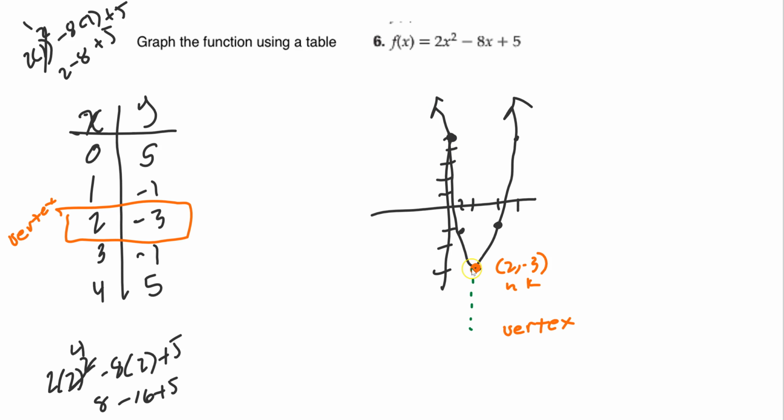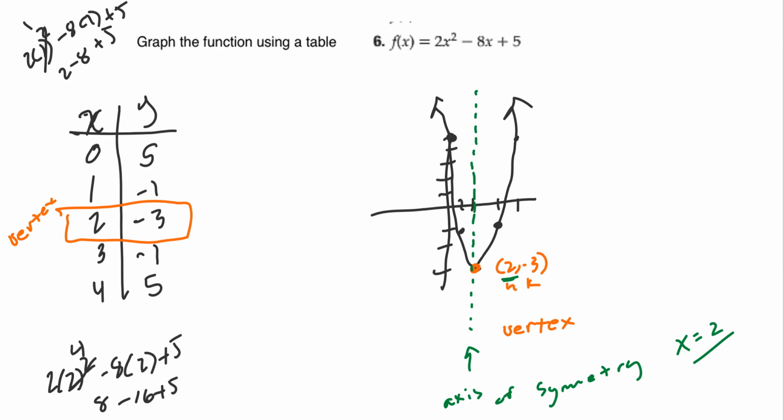Another key point: when you cut your graph in half at the vertex, there's a line that does that. We call that line the axis of symmetry. It's x equals 2, which is the same thing as the x in the vertex. That's always going to be true: the x in the vertex is also the axis of symmetry.